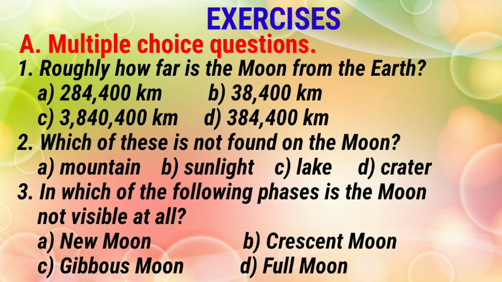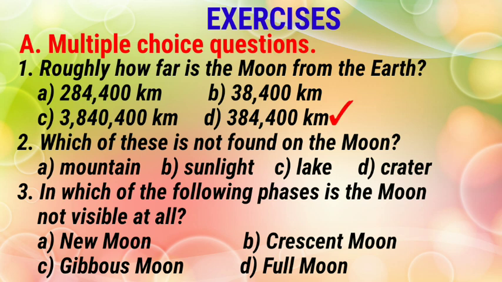Exercises. A. Multiple choice questions. 1. Roughly, how far is the moon from the earth? A. 284,400 km. B. 38,400 km. C. 3,840,400 km. D. 384,400 km. Answer is D. 384,400 km.